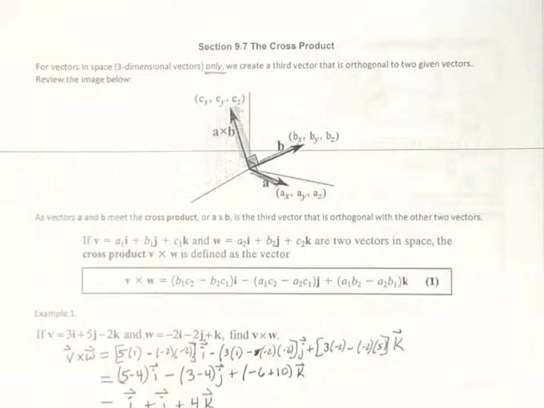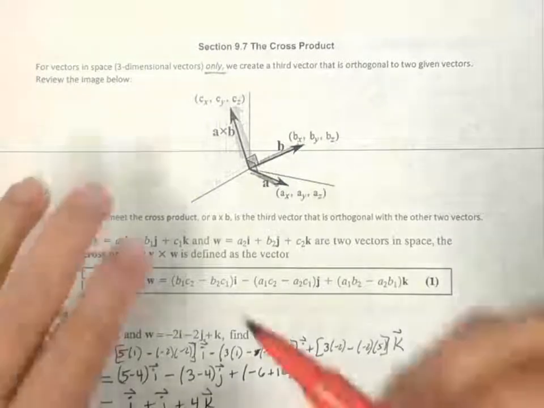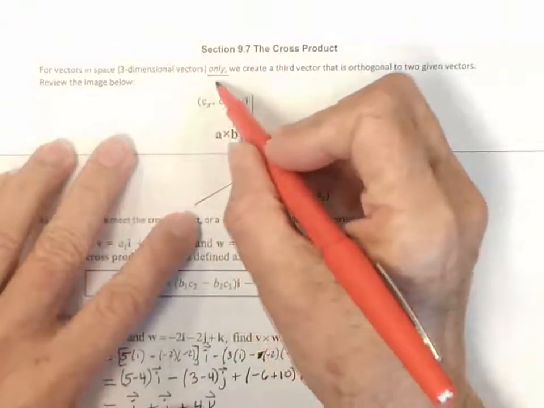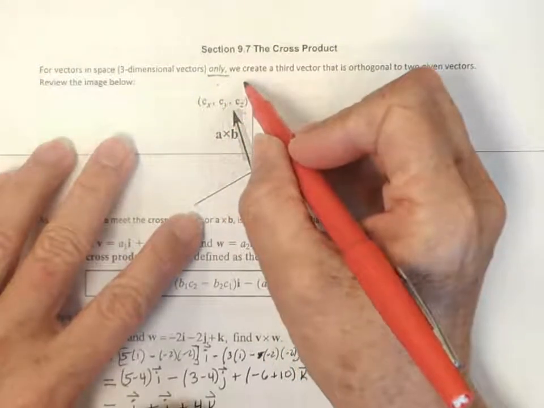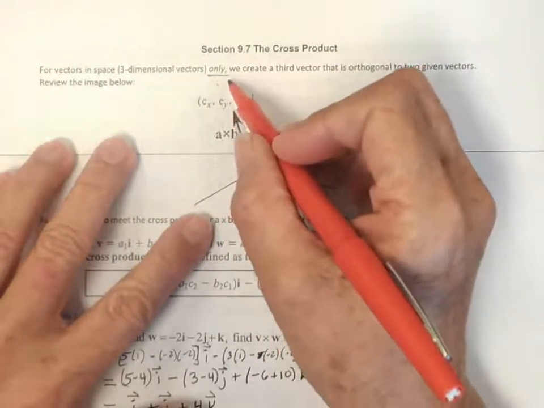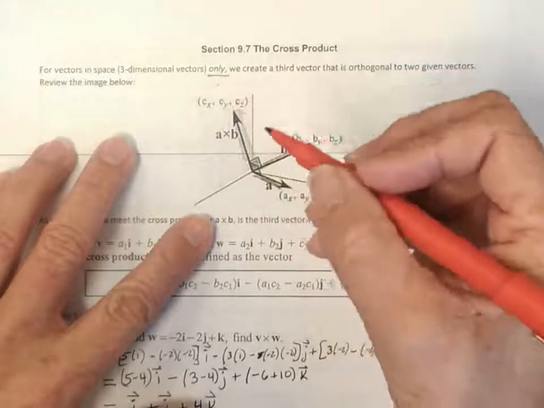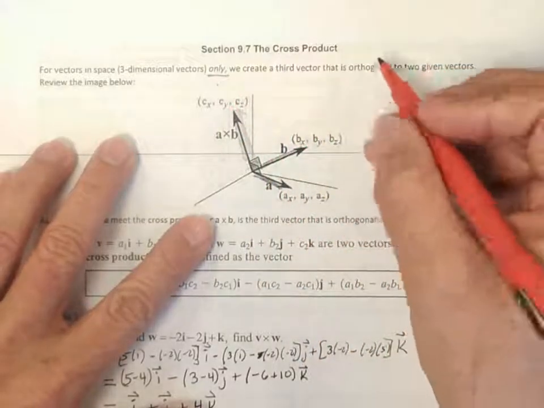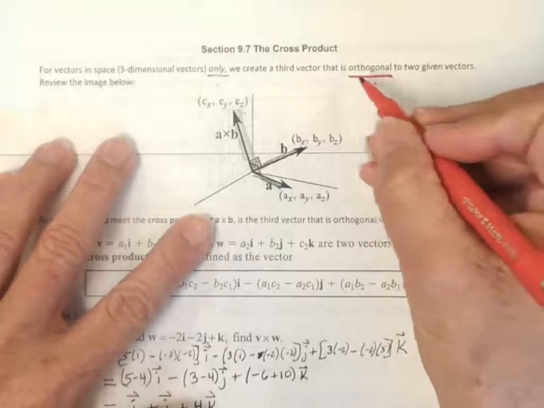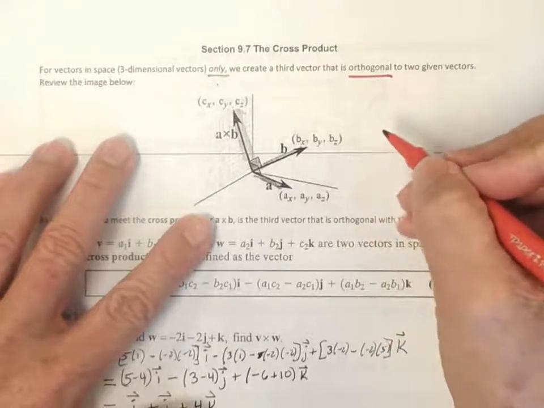Okay, here we go. We're looking at section 9.7, the cross product between vectors. Now, this is only for dealing with three-dimensional vectors. So that's the first thing you need to know. And what a cross product does, unlike a dot product, is give us another vector, and that vector is going to be perpendicular. That's what orthogonal means. It's perpendicular to the two vectors we started with.